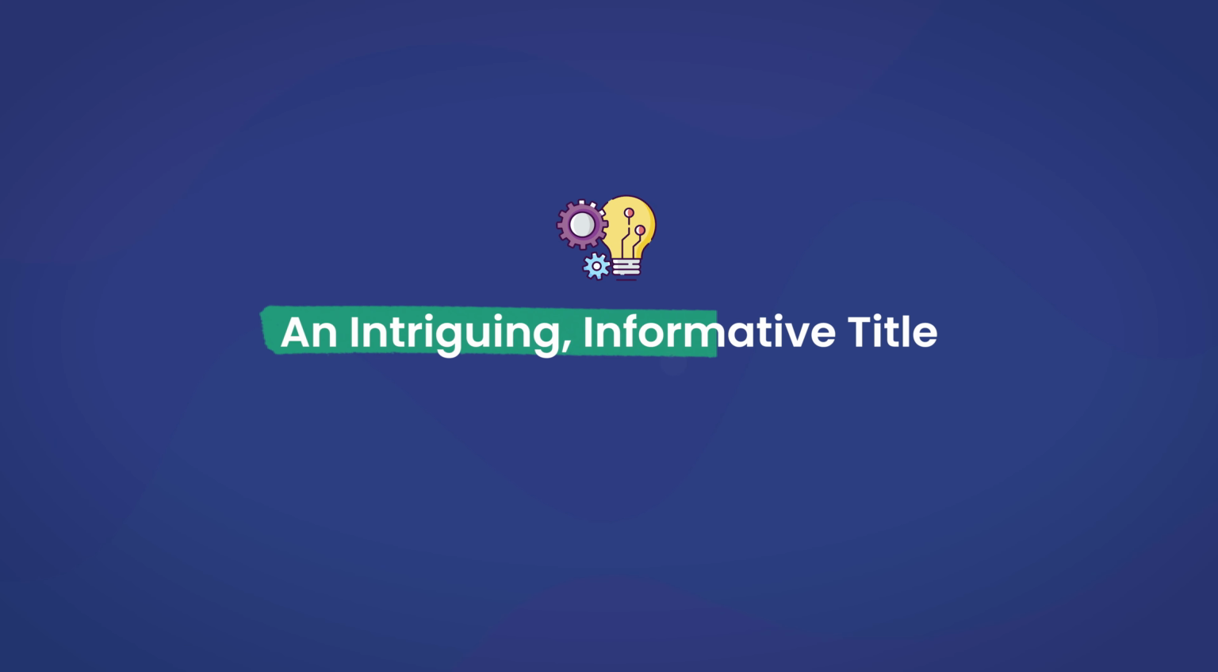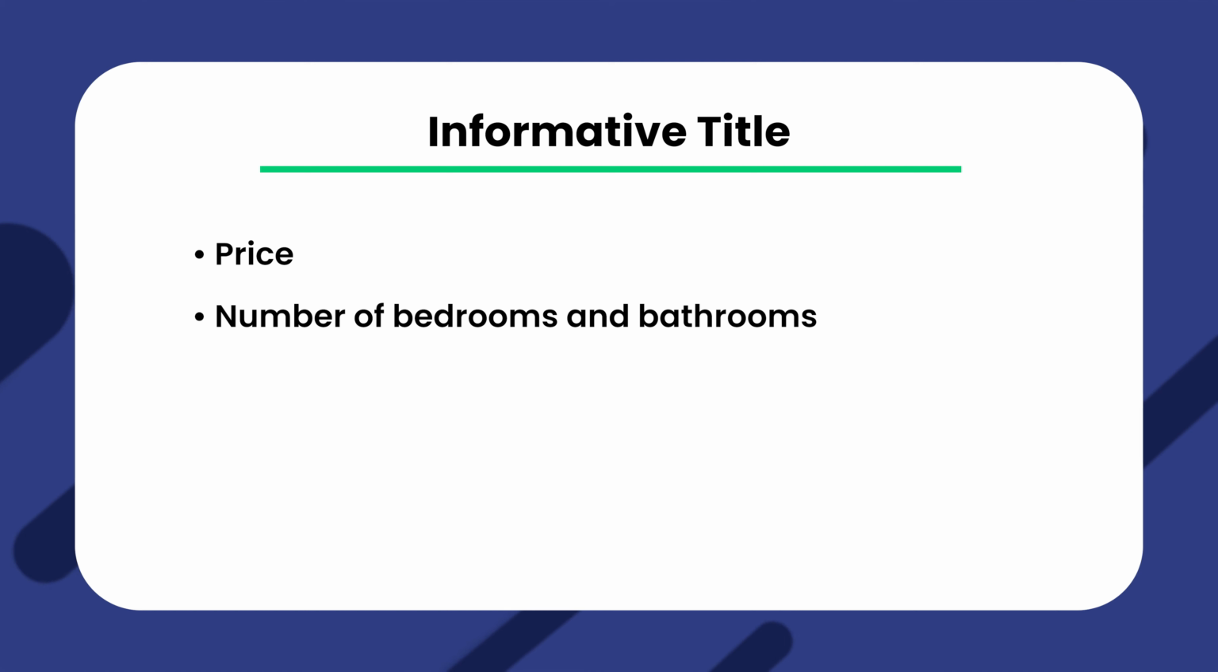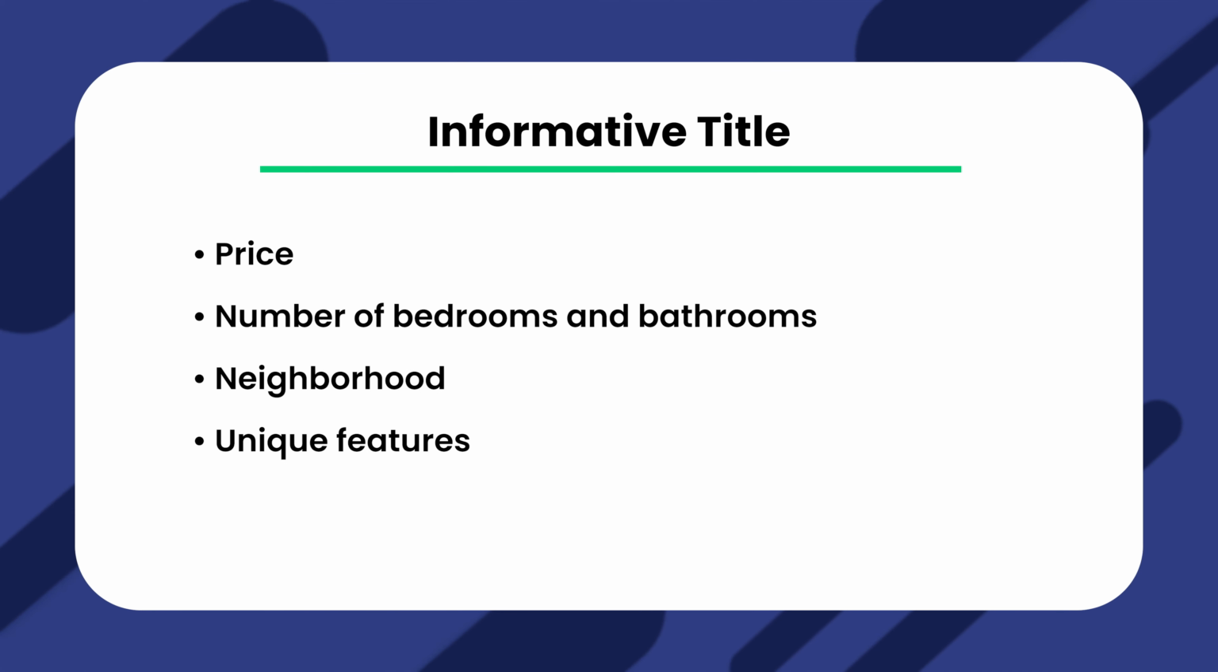Another thing you should include is an intriguing, informative title. After price and photos, most apartment hunters look at the title of your listing. Your title needs to be catchy and stand out. When writing a title for new listings, it's best to include things like the price, the number of bedrooms and bathrooms, the neighborhood, and any unique features.